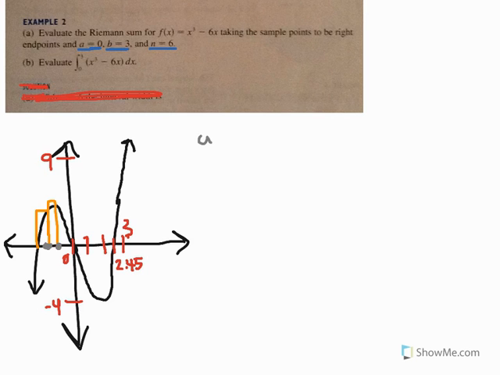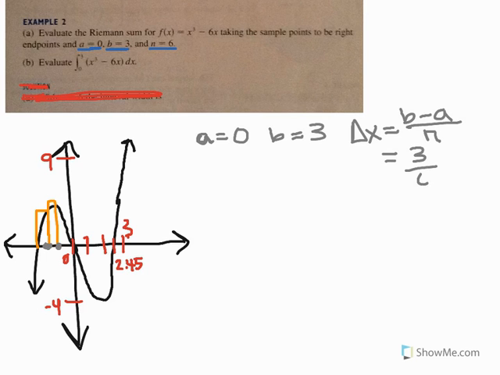Another way to look at it is on a number line, but first let's do some calculations. If a equals 0 and b equals 3, then our delta x equals b minus a over n. So 3 minus 0, 3 over 6 is 1/2. Delta x is 1/2. So I know that each of my little boxes is going to be 1/2 in width. I like to look at it along a number line because it's hard for me to see on the graph, and I'm thinking of boxes, and I really just need to worry about the width.